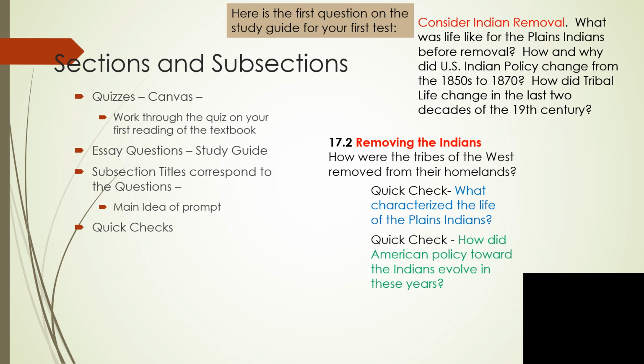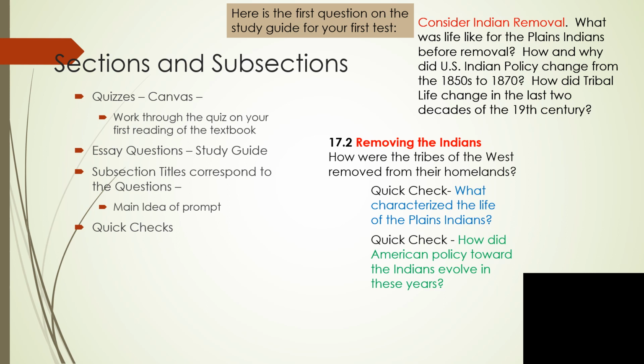The quick check for 17.2.2 is how did American policy toward Indians evolve in these years? And that corresponds with the second question in the prompt. And then sometimes we'll skip a section if there are too many sections for us to have a nice clean essay. We may have skipped a section, and that's okay. You're just going to want to look for the quick check that corresponds to the question that's in the prompt.